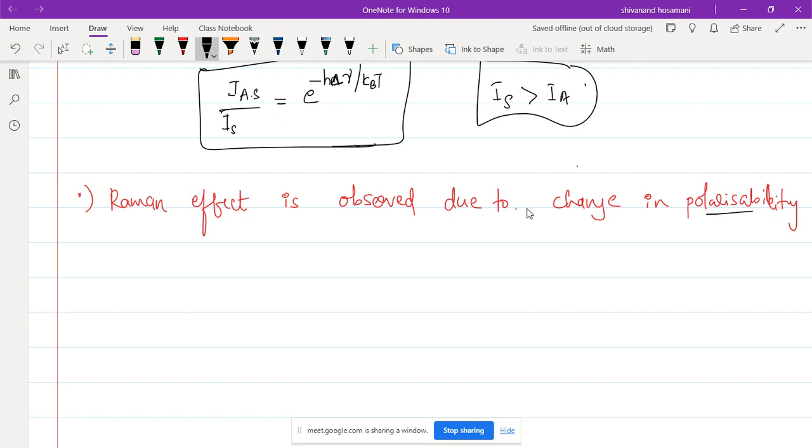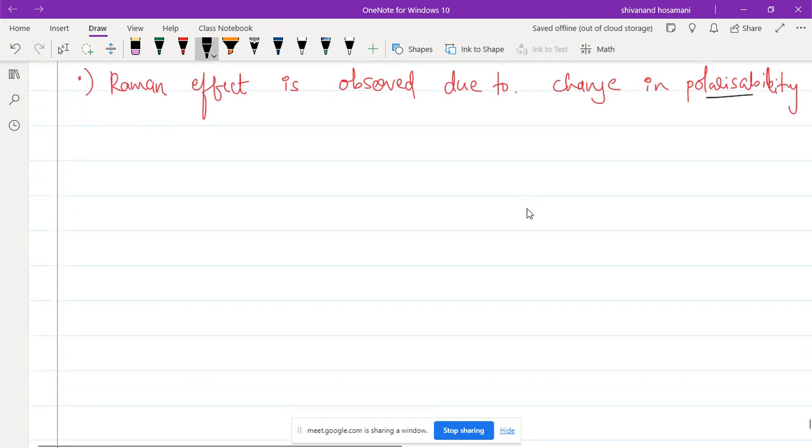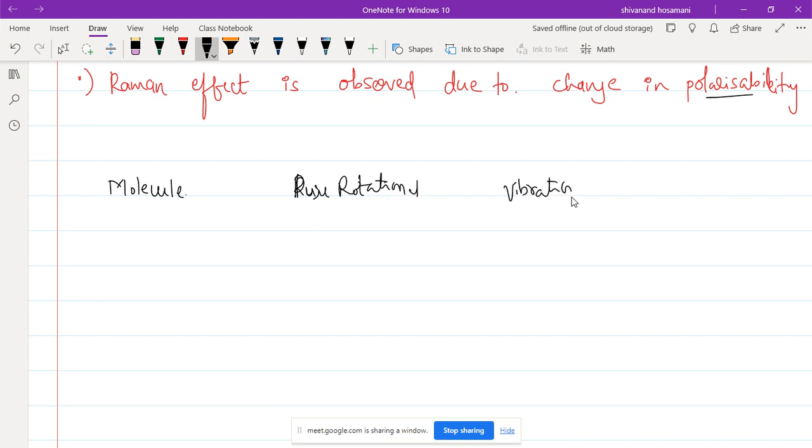Okay, so there is one table. Here I'll write this one as a molecule. And here pure rotational, if it shows pure rotational I'll write it here. And here vibrational, and it is Raman. For example, molecules like HCl or NaCl or H2O or N2O, then SO2, then NO2, then CH3Cl.